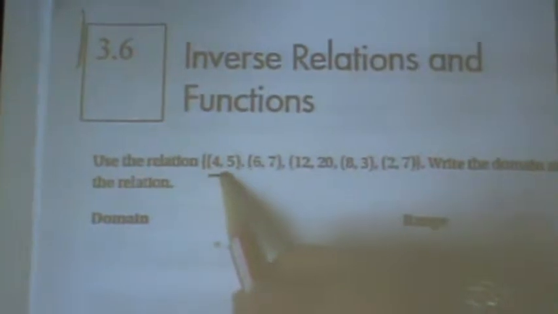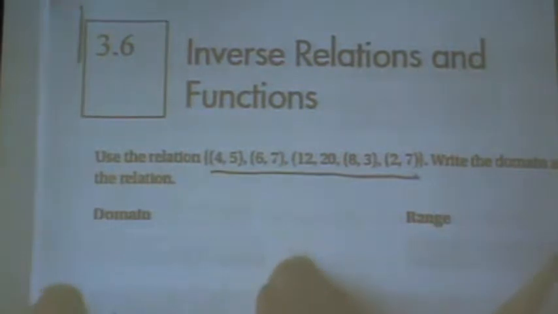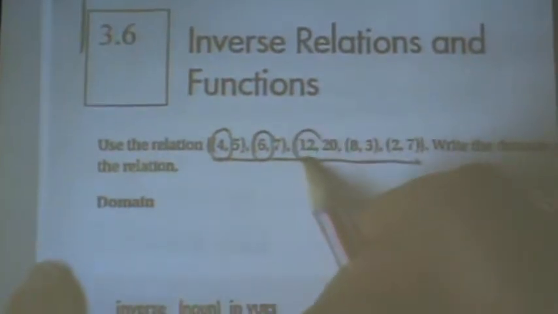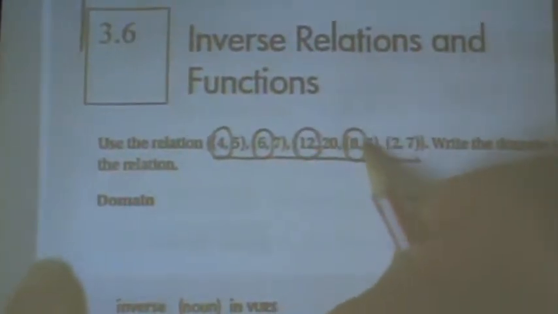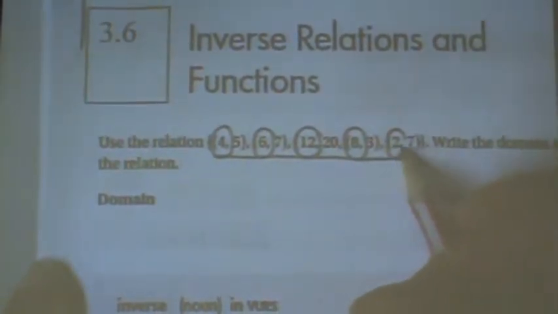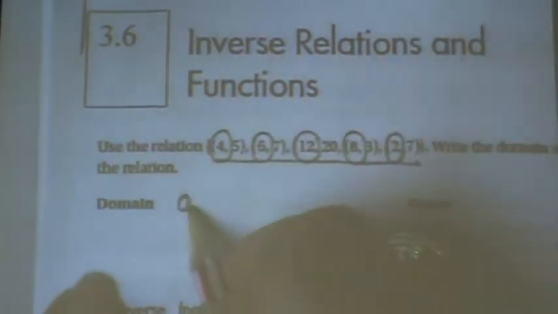Okay, so step one is let's review. If you have a relation, it's a set of ordered pairs. We have set notation here. This is some kind of a relationship. If I asked you to state the domain, what is the domain? The domain is all of your x values. I'm circling them all. So in your relation, your domain is all the x's.